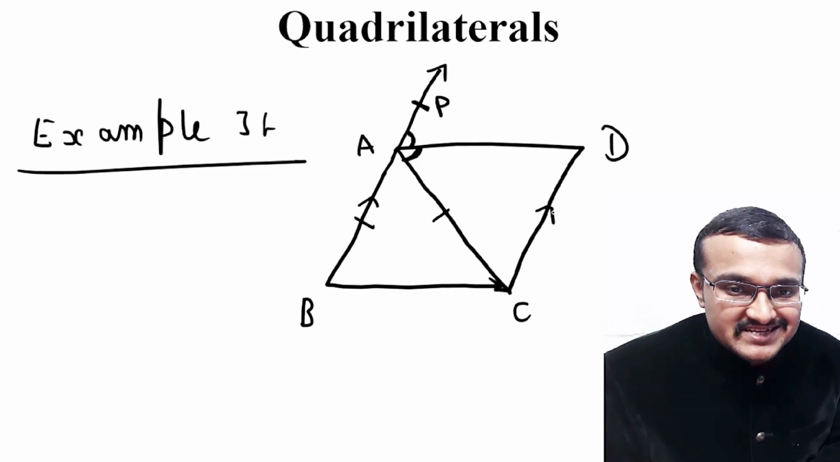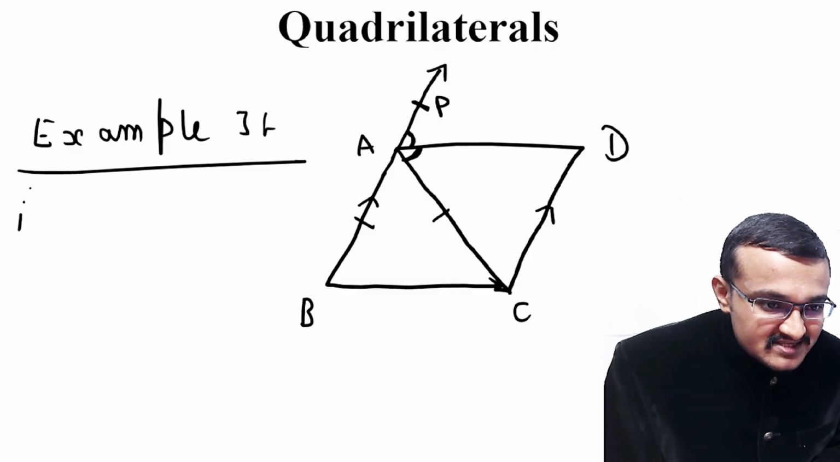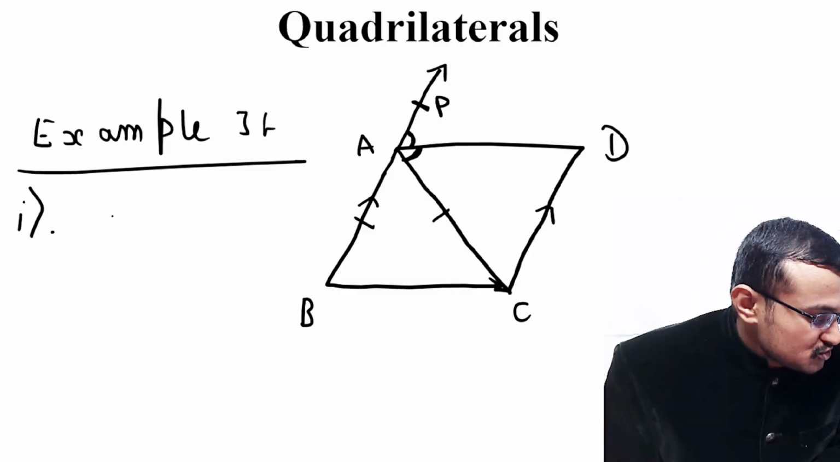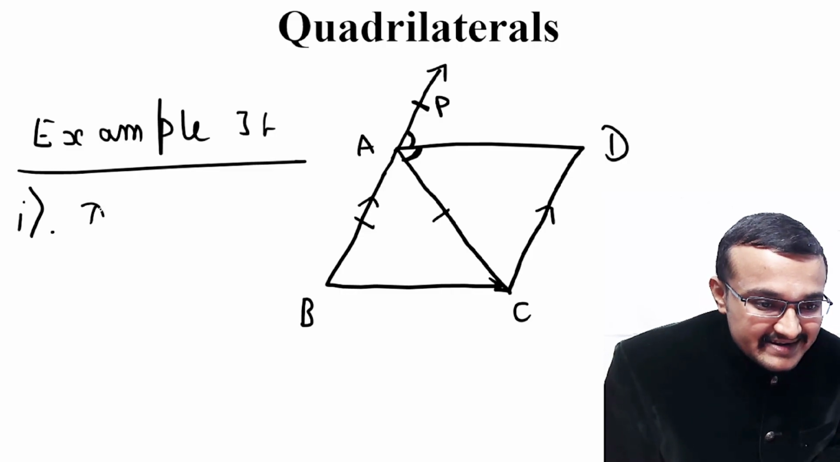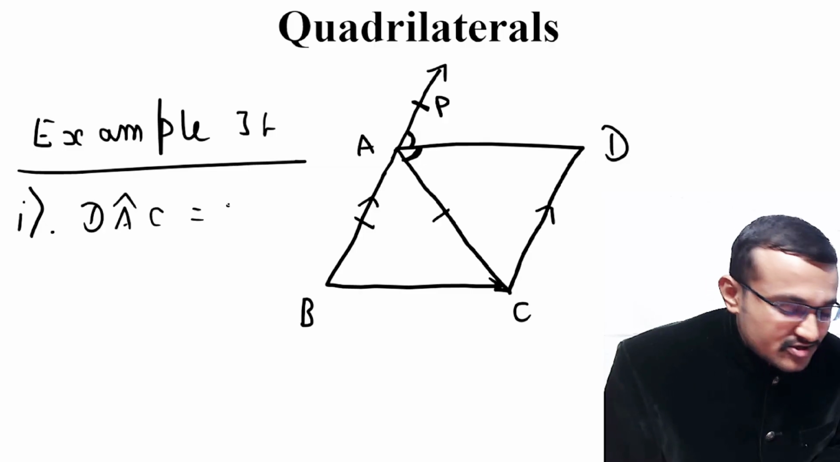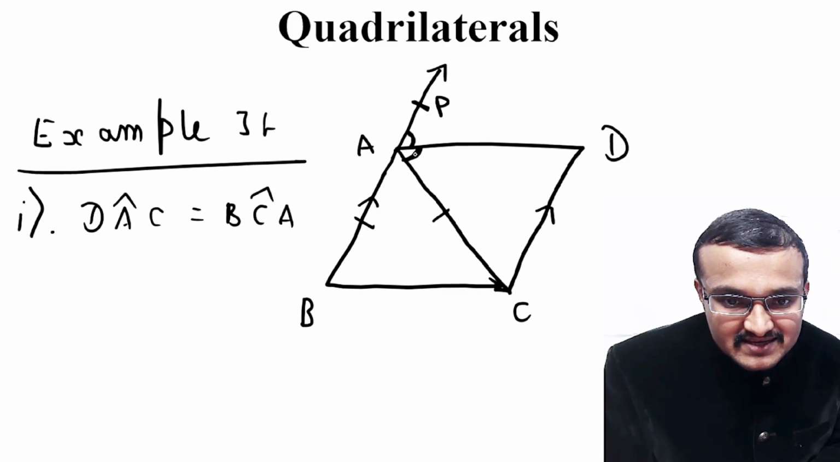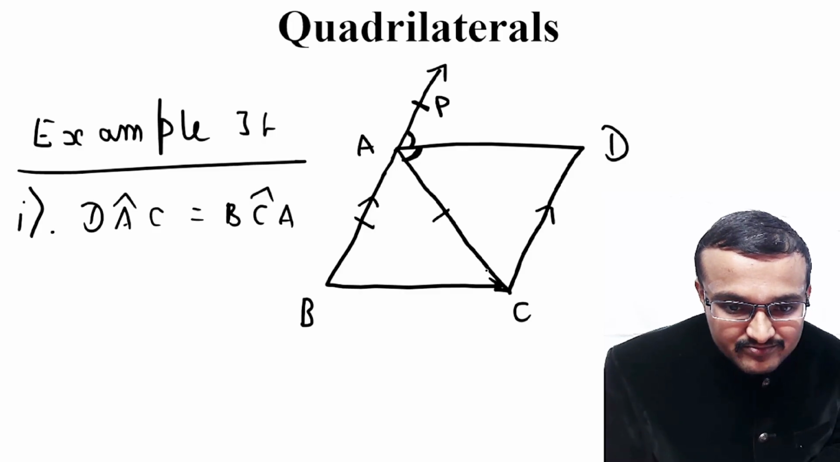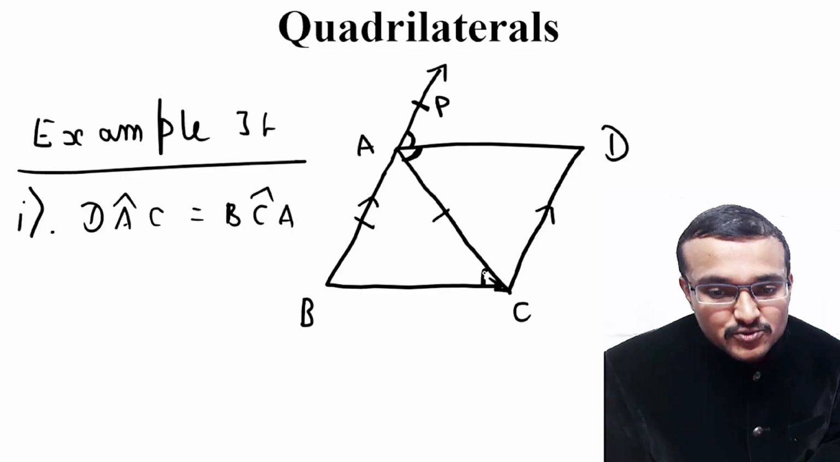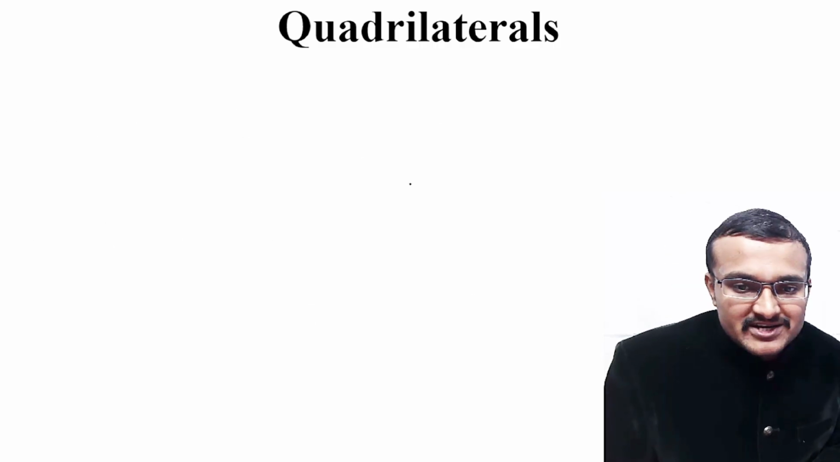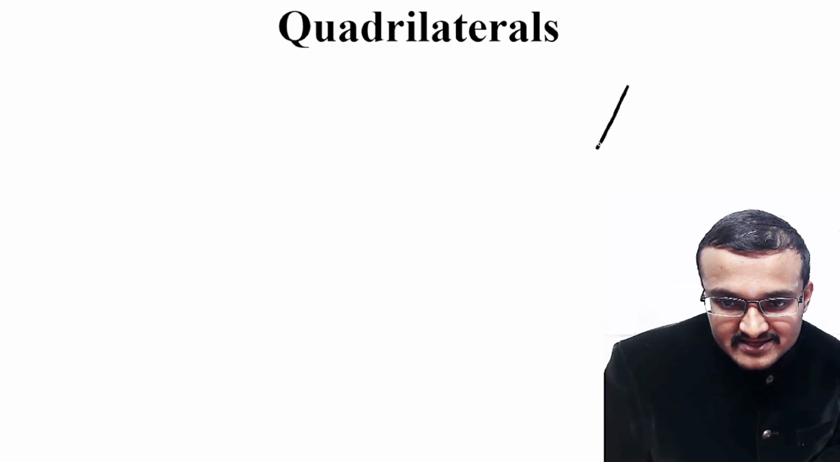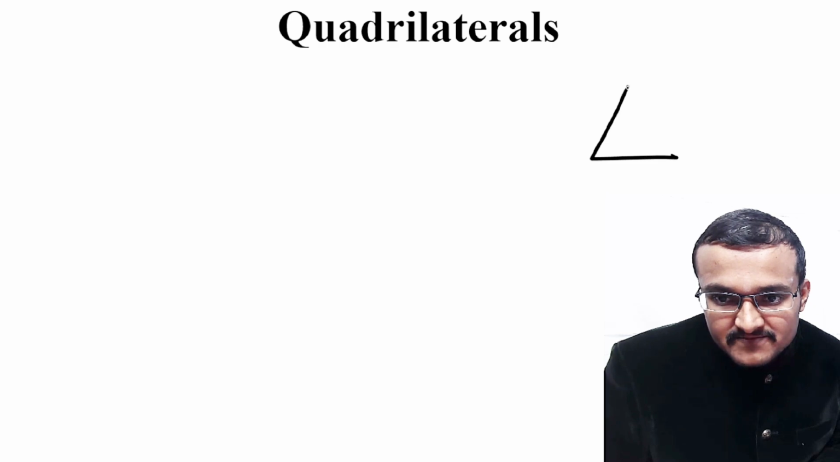So based on these data, the first question in this example 3 is you need to show that DAC is equal to BCA. You need to show DAC is equal to BCA. So these two angles you need to prove they are equal to each other. So one concept we'll just see in this particular question.